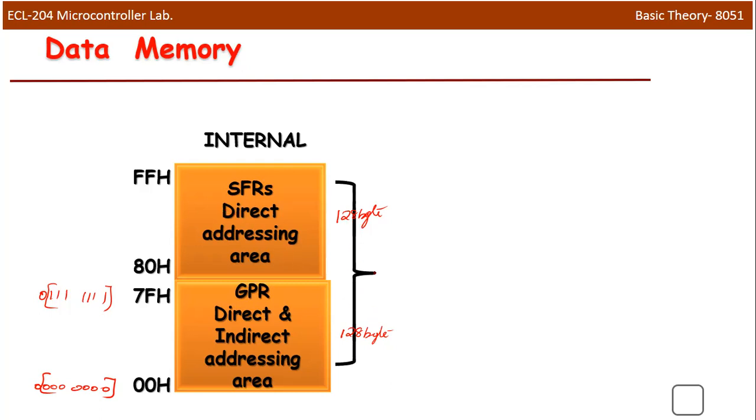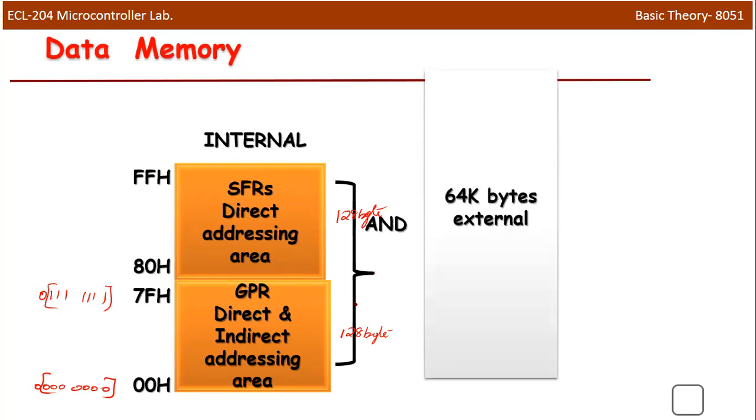So total you will get 256 or 128 byte, plus you can connect a 64K byte external RAM. So in the case of RAM, the internal 128 byte plus a 64K byte external RAM is possible in the case of 8051. But in the case of program memory, that is not possible. If you are using the internal 4K memory, you can use only 60K external. Otherwise, you need to connect 64K externally, and we will not use the internal 4K. But in the case of data memory, we can use the internal plus an additional 64K.